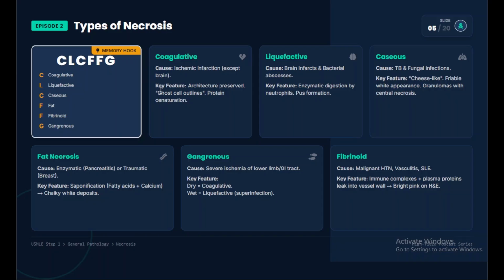Now let's talk about fat necrosis. Fat necrosis occurs specifically in fat tissues. There are two main causes. The first is enzymatic fat necrosis, usually seen in acute pancreatitis, and the second cause is traumatic fat necrosis, usually seen in the breast tissues.